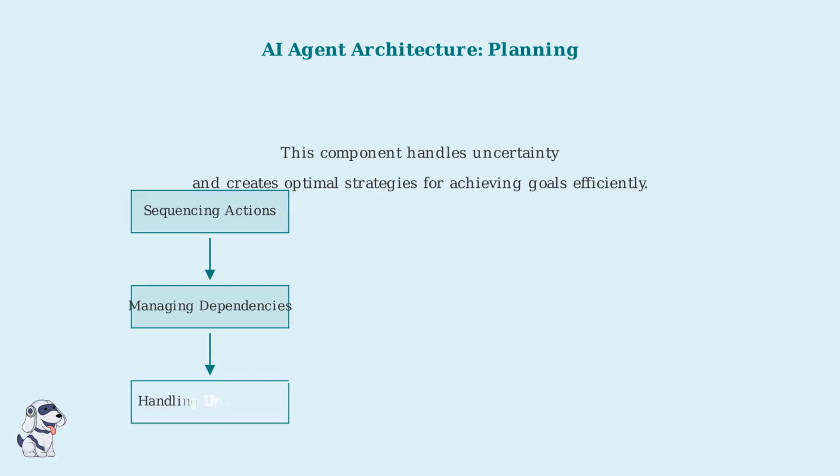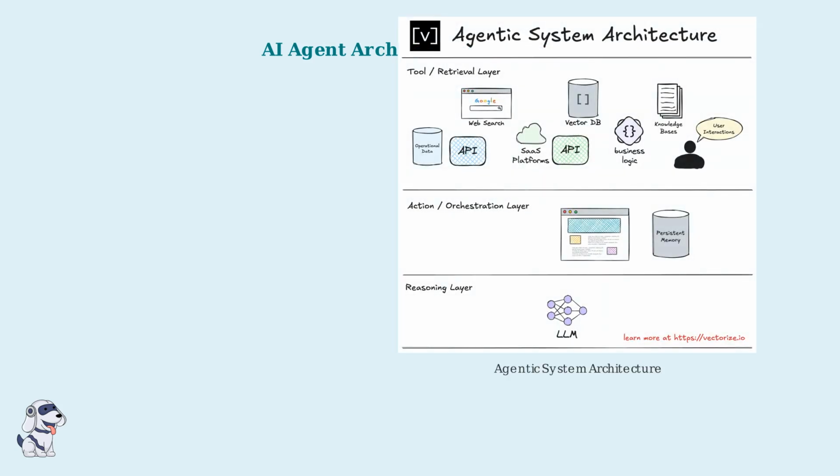Finally, planning creates optimal strategies by evaluating different approaches and selecting the most efficient path to success. These planning processes are illustrated in the agentic system architecture, where orchestration layers manage task sequencing and dependencies.